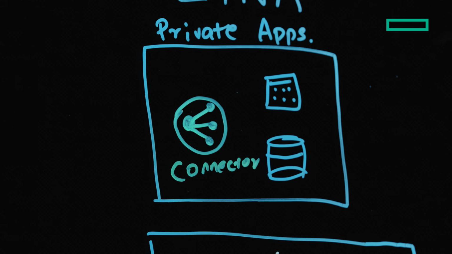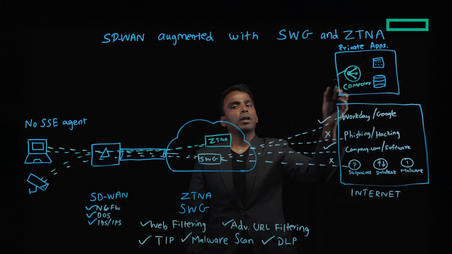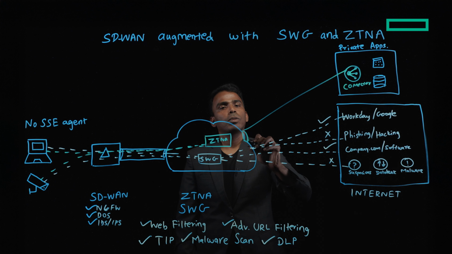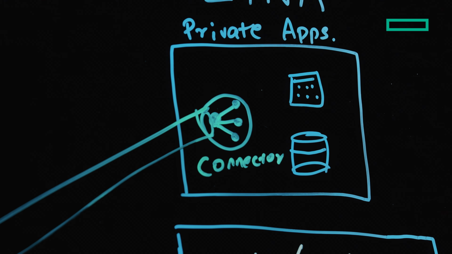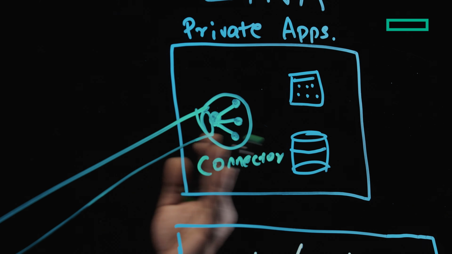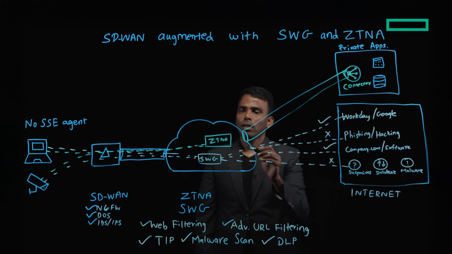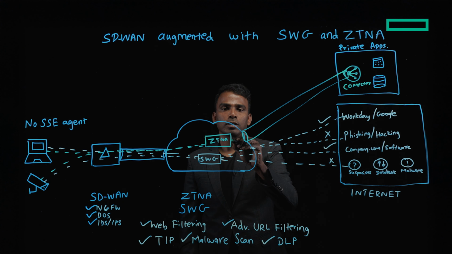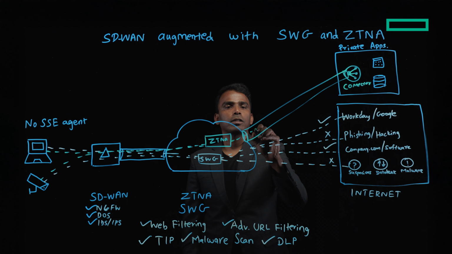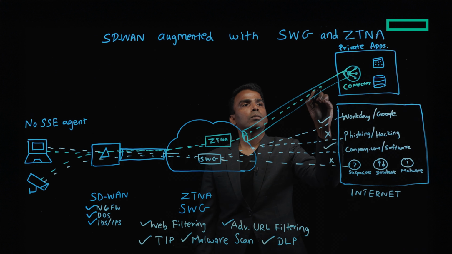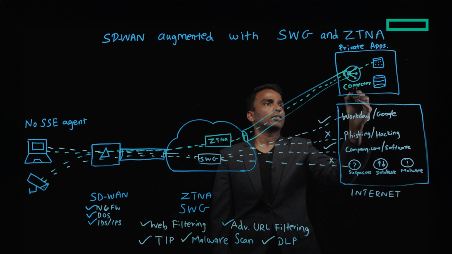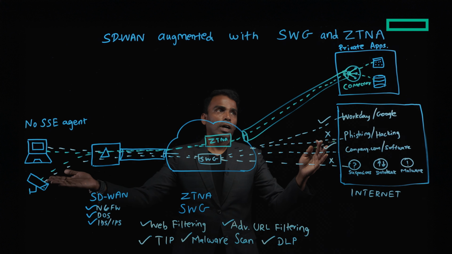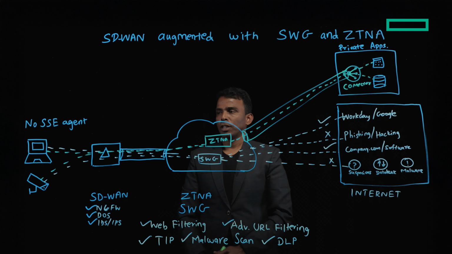This SSE connector here makes only outbound connections to the SSE cloud, which means you don't have to open up your firewall for incoming connections or expose your network to the internet. SSE now brokers the application traffic through this secure connection between the ZTNA and SSE connector to the respective applications. This is done even without an SSE agent running on these devices.